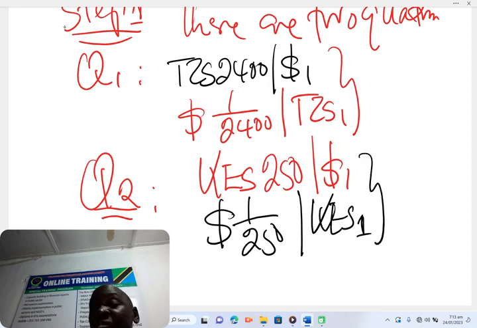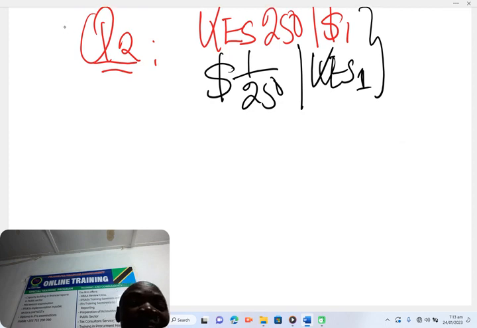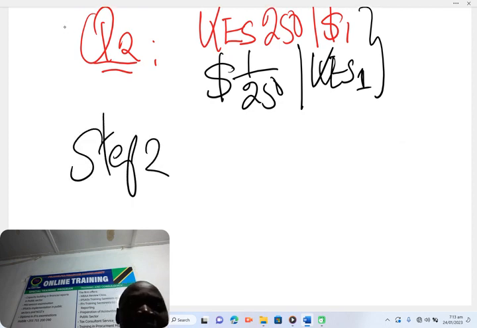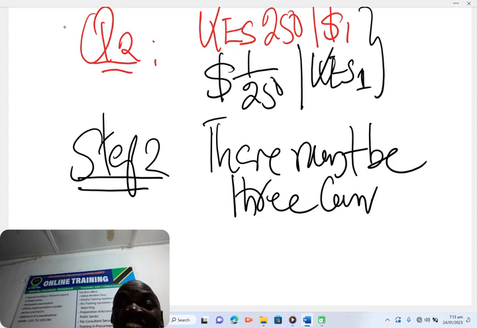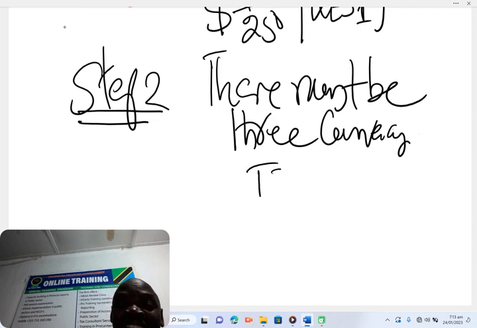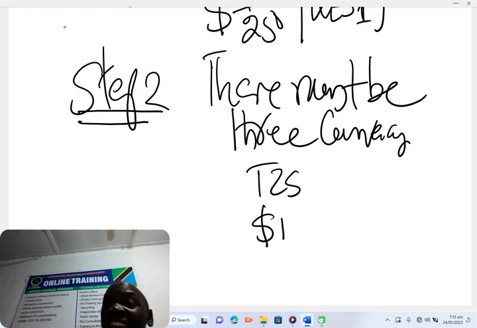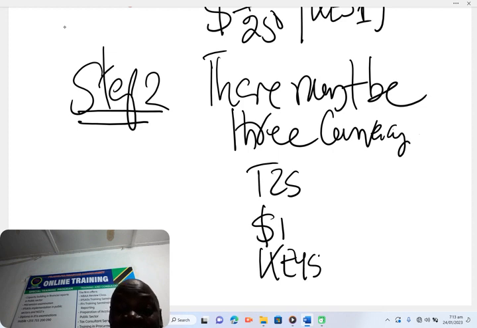We have 2 quotations. Step number 2, what is it saying? There must be 3 currencies. There must be how many? 3 currencies. Is this true? Yes. The first currency, TZS. The second currency, dollar. The third currency, Kenyan. So there are 3 currencies in these 2 quotations, isn't it?